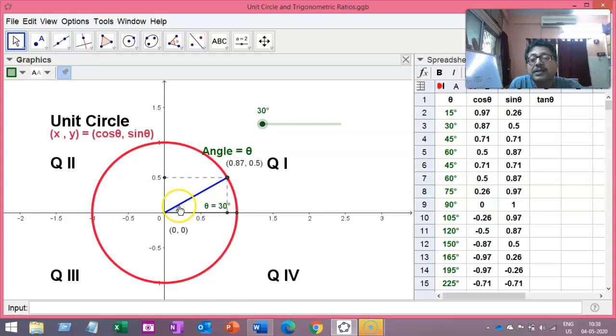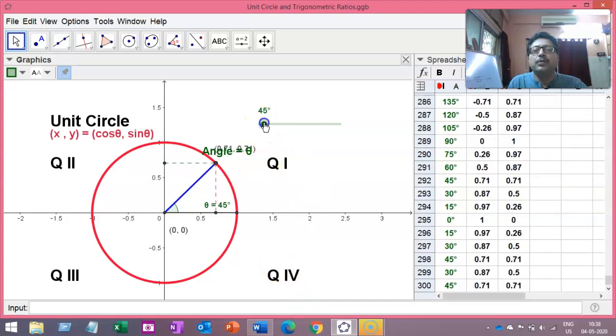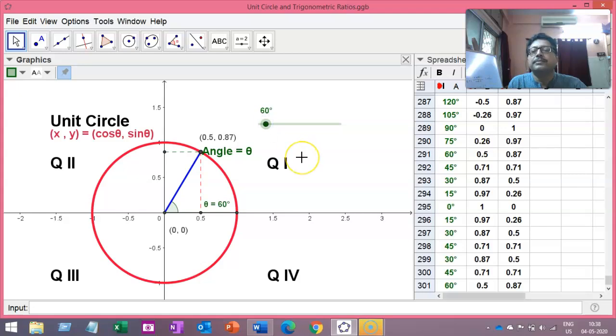For this 30 degree trigonometric ratio, cosine 30 is equal to 0.87, and sine 30 will be equal to half. Okay. Now let us go for the next one, that is for 60 degree. This 60 degree means this length will be 1 unit only, because it is a unit circle.